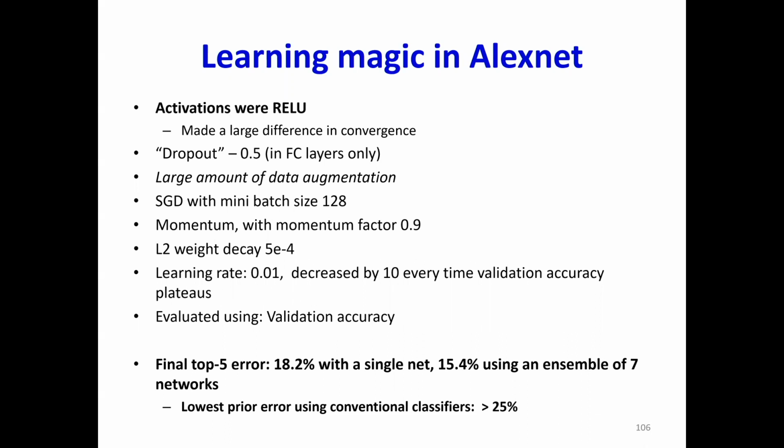error rate. And if they used an ensemble of 7 such networks, that error rate went down to 15.4%. And this is where the real research on neural networks took off. This was the paper that started the whole thing.